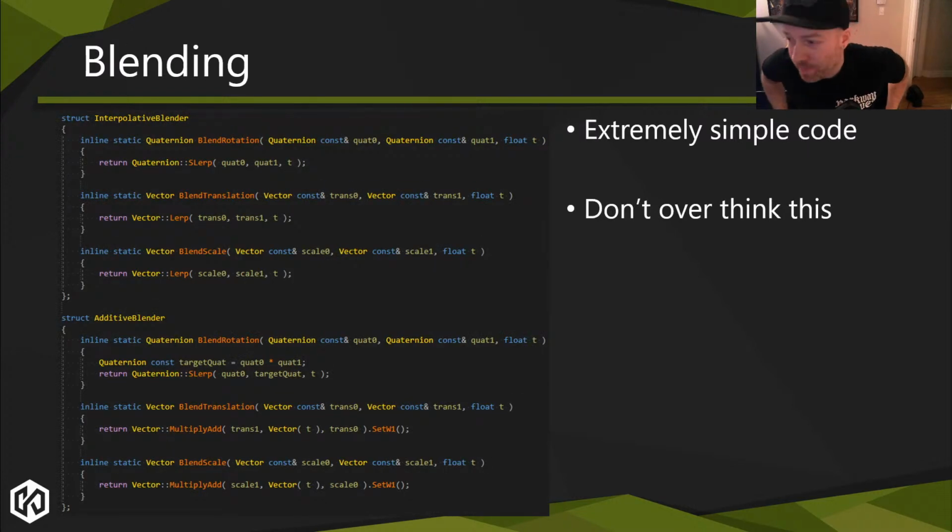So, blending. Again, this is a very, very simple thing. You don't need to overthink it. It's not complex. It's not rocket science. What you see there is literally the blend. It's like 6 lines of code and you have your entire blending for your animation system. Pretty much.